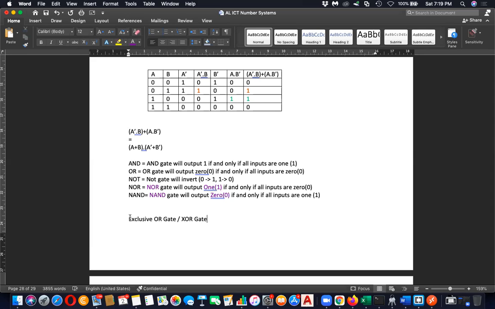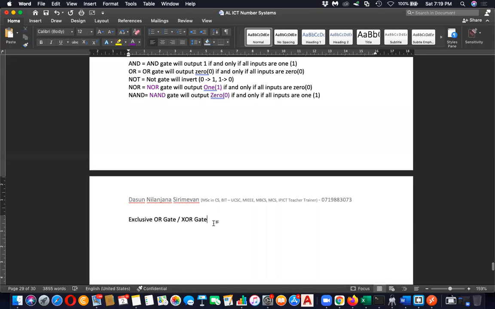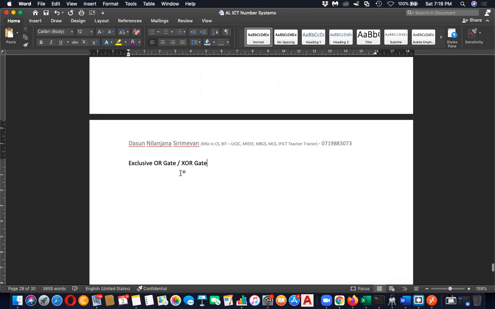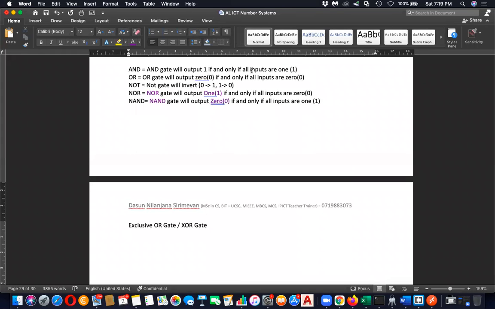For the one who said that he or she is doing mathematics and physics: in physics you have the same syllabus. In electronics you have the same syllabus. So it will be easy if you learn this. The same things are there in physics: OR gate, AND gate, NAND gate, NOT gate. Okay, write down the heading, exclusive OR gate. I think you have finished writing this, right? If not, please write this down as well as this.